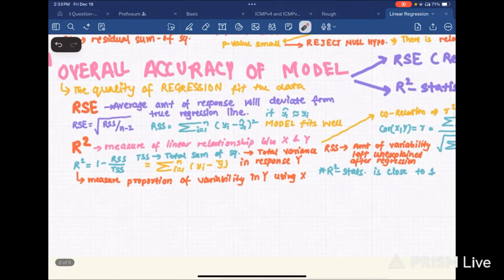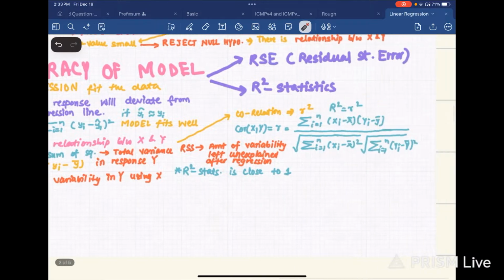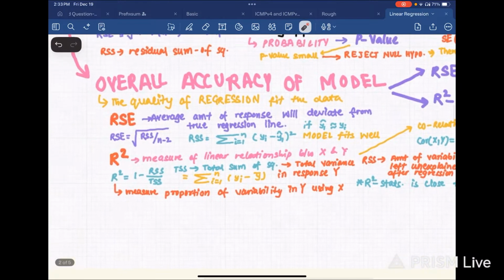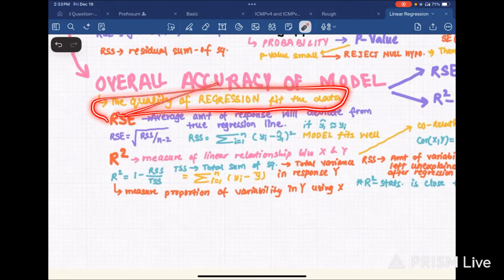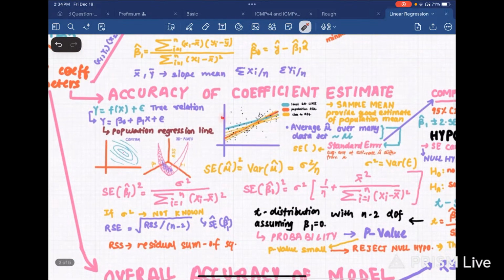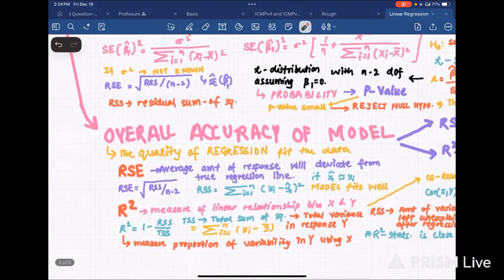So after that, we will get to the accuracy of the model. The overall accuracy of the model is based on RSE, the residual standard error, and R square statistics. So the quality of how well the regression fits the data is what we calculate as the overall accuracy of the model. So these are all about the accuracy of the coefficient estimate.